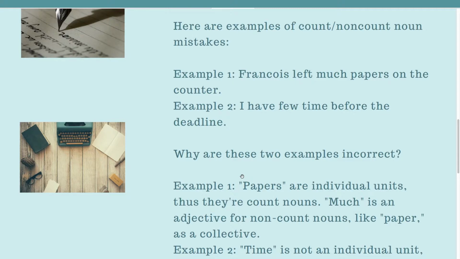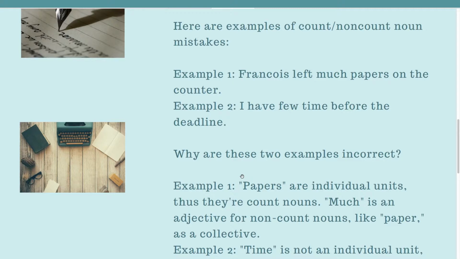If you have a stack of papers, maybe you count them, there's 12 papers. Okay? So those are individual things. If you were to say paper without the S, it would be correct. But since you're saying papers, you're counting them as individual units. So much describes non-count things. Since papers here can be counted, you would say many.